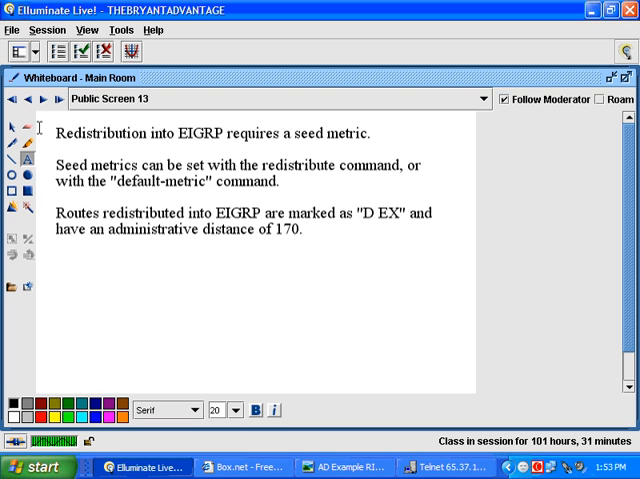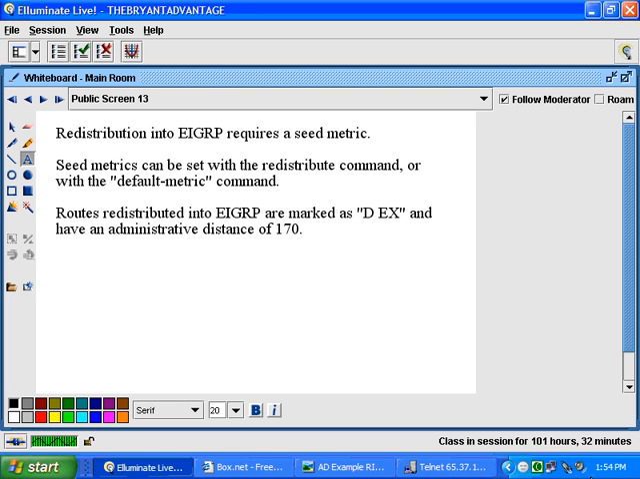Right off the bat, we're going to look at three factors that you must keep in mind when you are performing redistribution into EIGRP. First, we have to have a seed metric. We can set that seed metric with either the redistribute command or the default metric command. We're going to look at both. Routes redistributed into EIGRP are marked as DEX and have an administrative distance of 170.